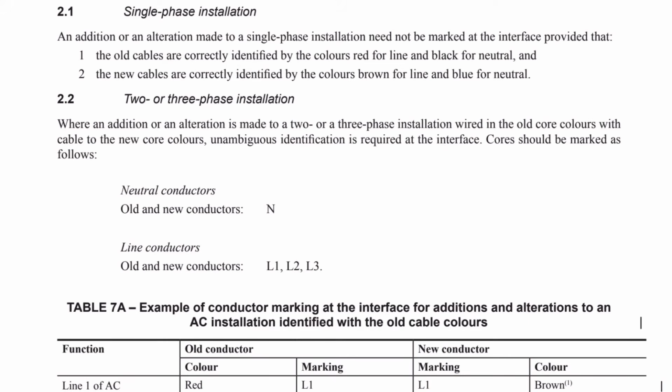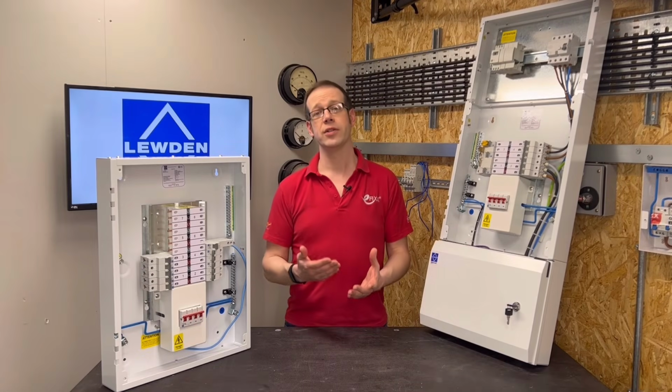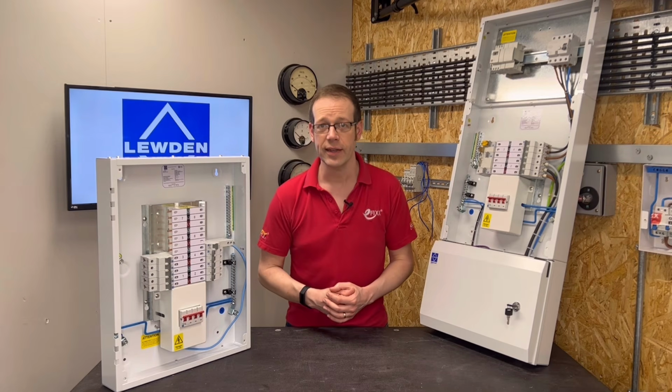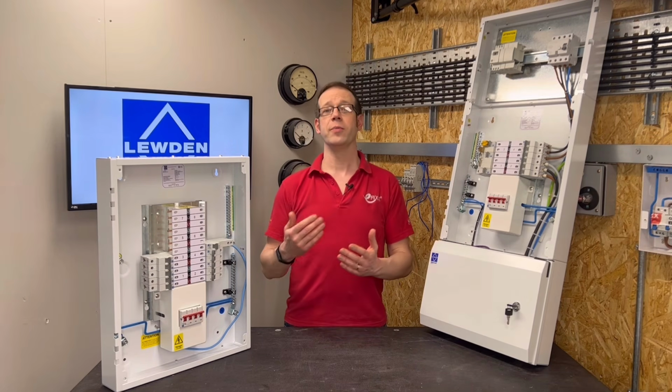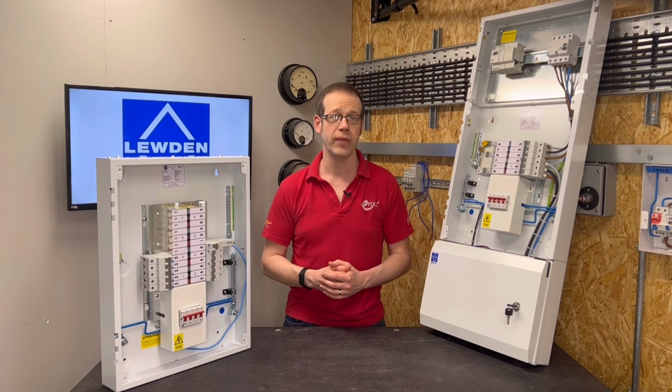Neutral conductors. Old and new conductors marked with an N. Line conductors. Old and new conductors marked with L1, L2, L3 as appropriate. So a sensible precaution to remove any doubt as to what purpose the conductors are serving. This is especially useful to overcome the challenge mentioned earlier with the blue line conductor becoming black and vice versa for the neutral. However, under the Second Amendment, this whole Appendix 7 has also been removed.